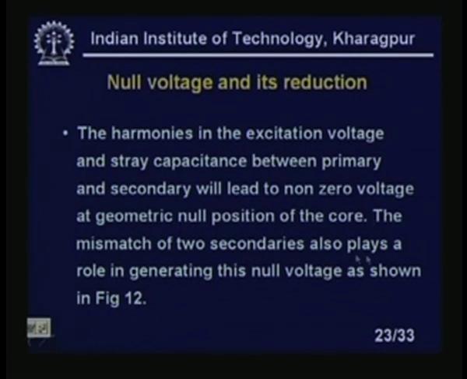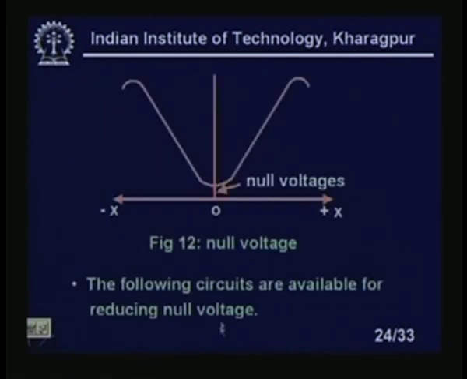The mismatch of the two secondaries also plays a role in generating this null voltage, as shown in figure 12. You see this is a null voltage. It is supposed to be 0, but it is not. The null voltage is the non-zero voltage I am getting at the geometric null position, right, because making two identical secondaries is almost impossible. So, some non-zero voltage will remain.